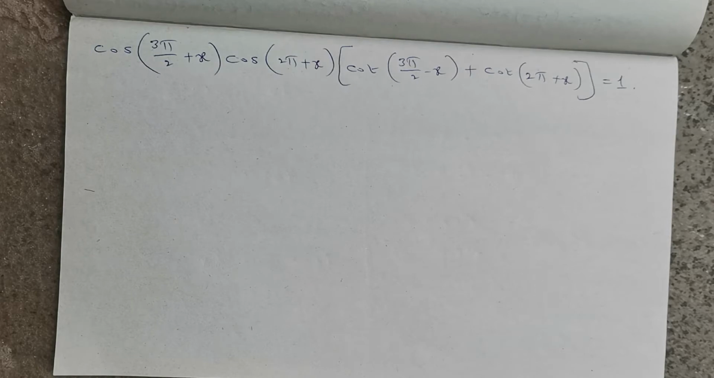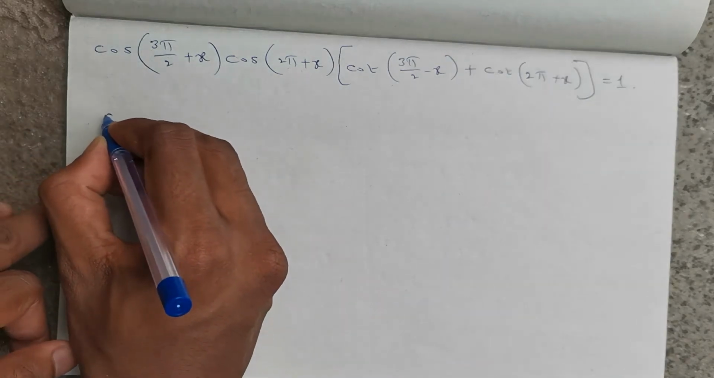Okay, let's check the next question. Show that cos of (3 pi by 2 plus x) into cos of (2 pi plus x) into cot of (3 pi by 2 minus x) plus cot of (2 pi plus x) is equal to 1. So first I will change the radians to degrees. So wherever I have pi, I will substitute 180 degrees.